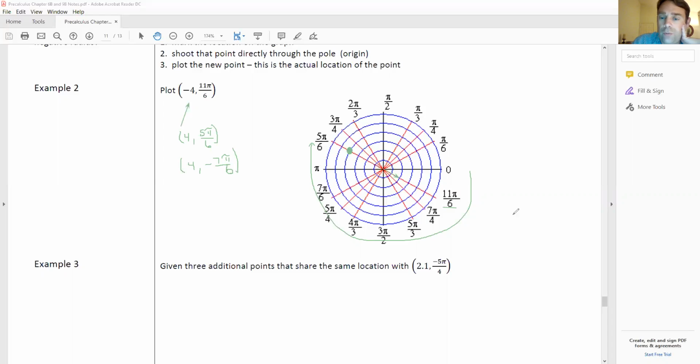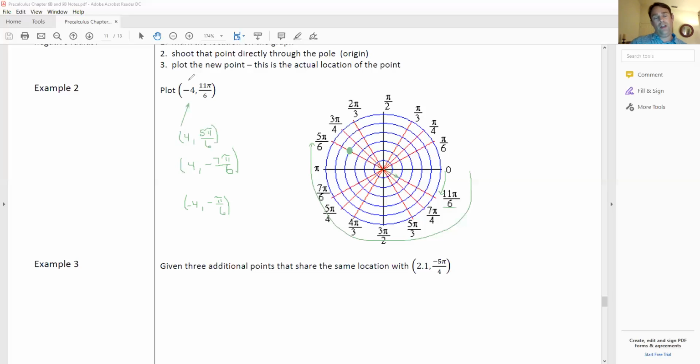And if I wanted to go back to what I had originally, the angle that's equal to negative 11 pi over 6 would have been negative pi over 6. So I just subtract 2 pi from it. So another way to think of this would have been negative 4, negative pi over 6.